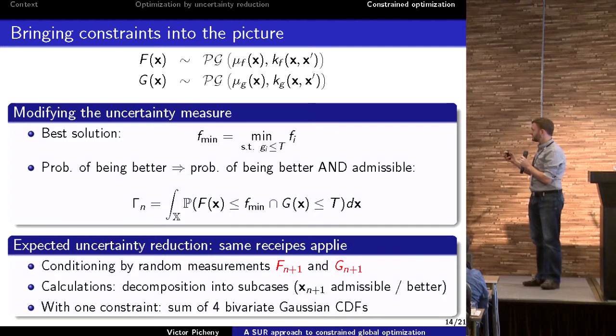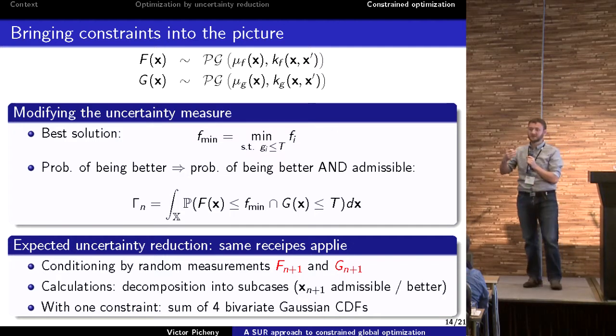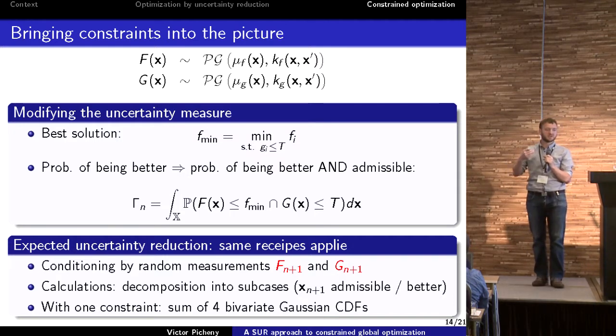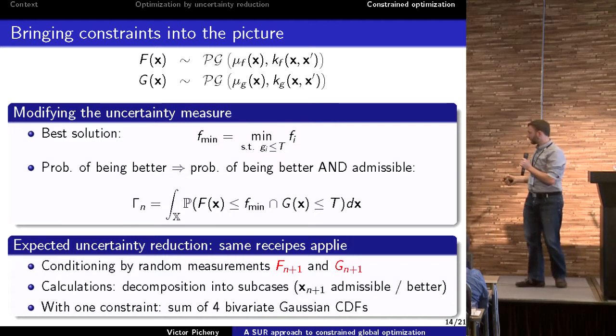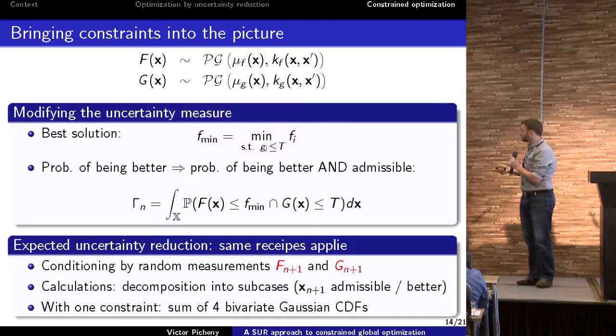Use the same recipes. Since you work with probabilities of being below thresholds, we have update equations to estimate the future probability if you add an observation. You decompose it into subcases, and you can just get future uncertainty measures.